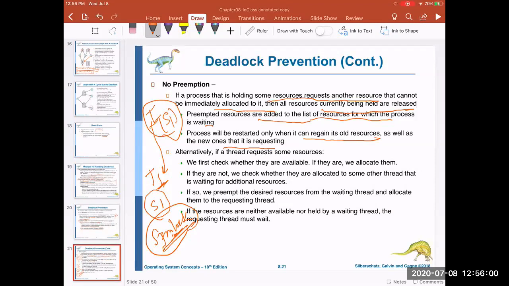Alternatively, what can be done? We first check whether the resource is available. If available, then allocate. If not available and it is allocated to some other thread, let us suppose T1 is requesting R1. R1 is allocated to T2 and T2 is requesting R3. If this situation is there, basically T2 is blocked because of R3. So in that case, what would happen?